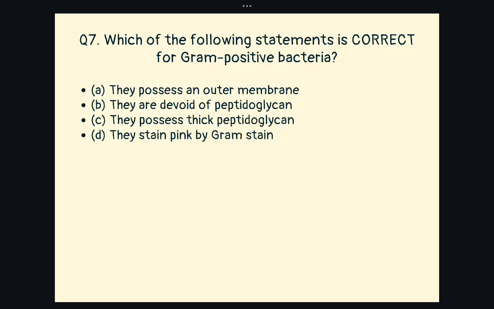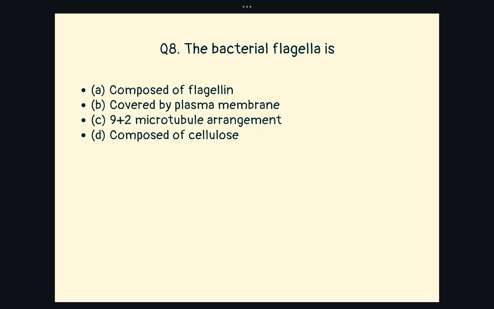Which of the following statements is correct for gram-positive bacteria? First, they possess an outer membrane; second, they are devoid of peptidoglycan; third, they possess thick peptidoglycan; fourth, they stain pink by gram stain. So which of the following statements is correct for gram positive bacteria? The answer is they possess a thick peptidoglycan layer. We studied it in the previous question also, that they have a thick layer of peptidoglycan. Next question. The bacterial flagella.